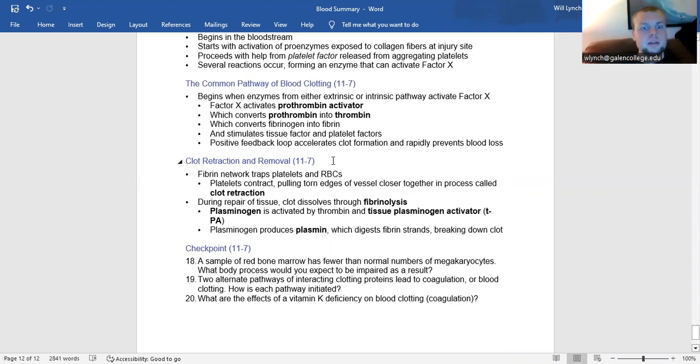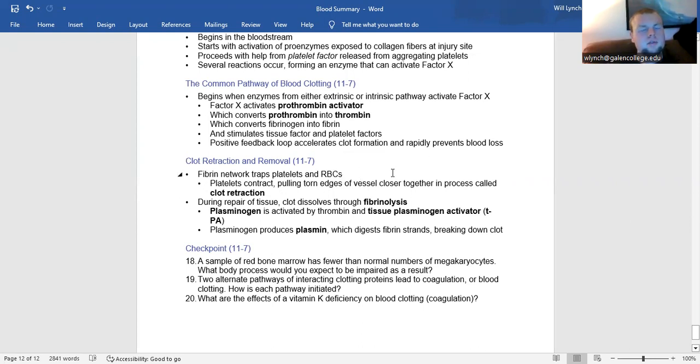All right, after we have clot formation and tissue healing, we need clot retraction and removal. So the fibrin network is going to be able to trap the red blood cells and platelets, which form the clot. The platelets are going to contract. At platelet contraction, this is going to pull the torn edges of the vessel closer together, and this is called clot retraction. After the tissue repair has almost finished, we have to dissolve the clot.